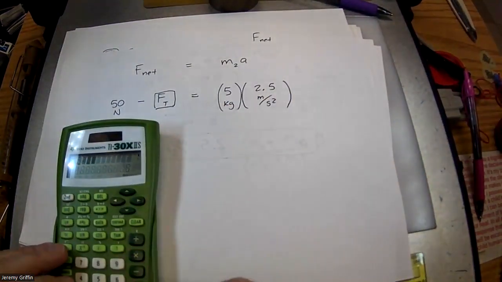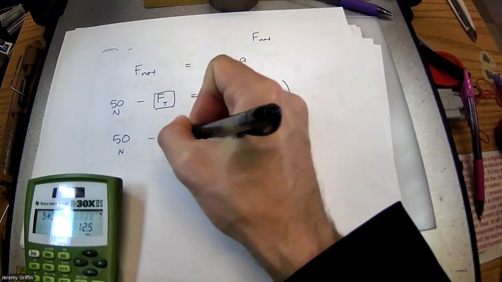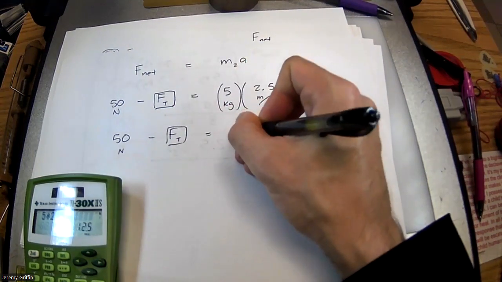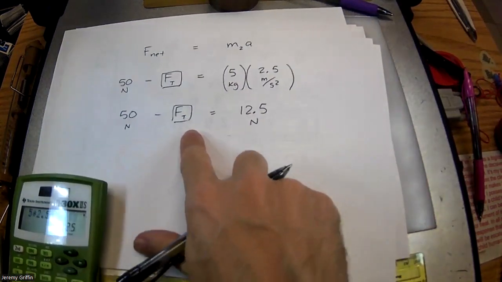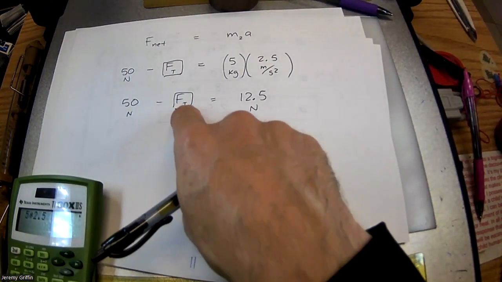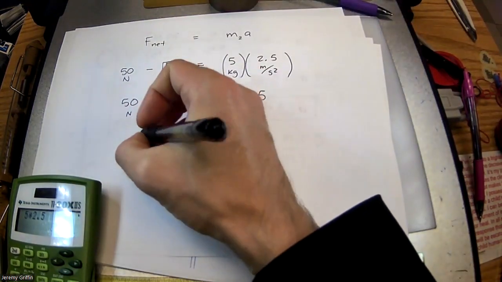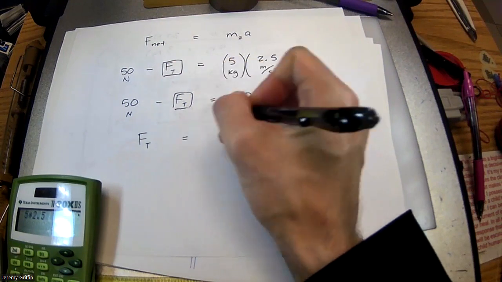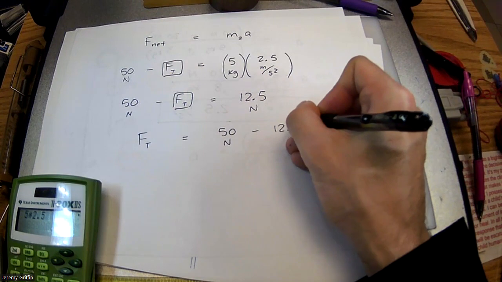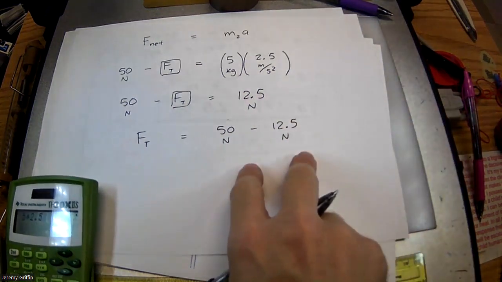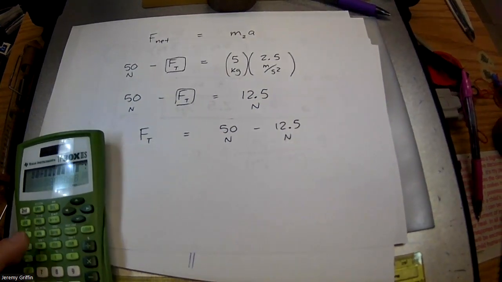So let's see, what's 5 times 2.5? Here, we've got 50 newtons minus the tension force is equal to 12.5 newtons. Right? How about I add the tension over and subtract the 12.5 over? That's going to give me tension force is equal to 50 newtons minus 12.5 newtons. A little algebra swap. Then what's 50 minus 12.5?